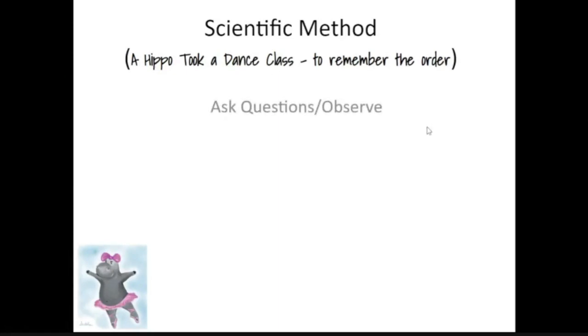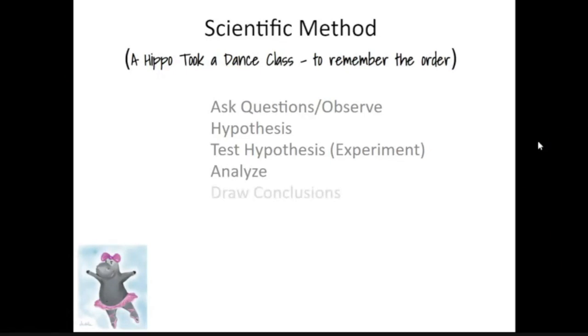The A stands for ask questions, and I always add the word observe or observation in there, and I'll tell you why in a minute. The H stands for hypothesis. T, test your hypothesis. Really, that's the experiment step. A, analyze. D, draw conclusions. And the C, communicate.